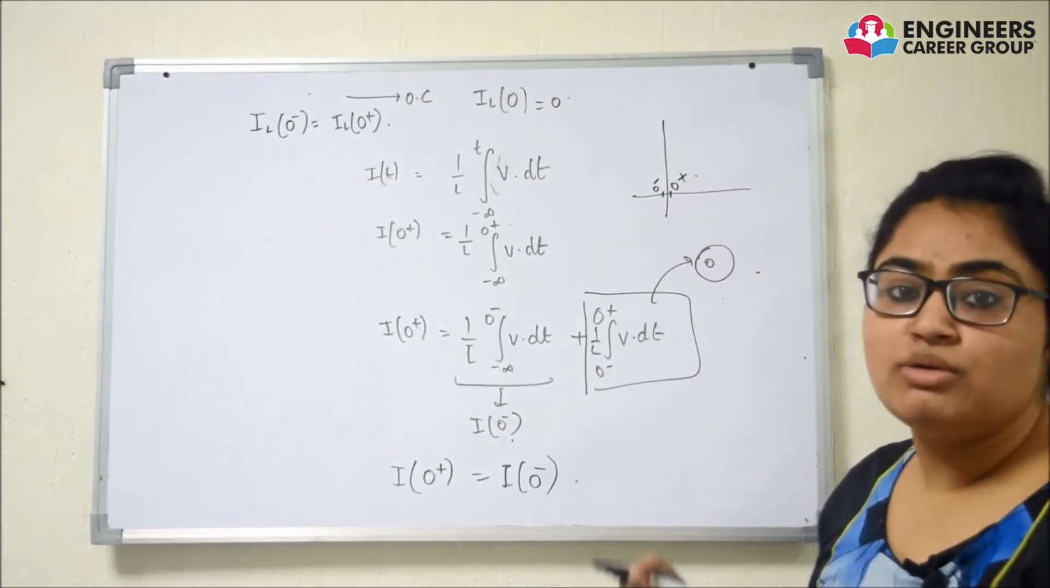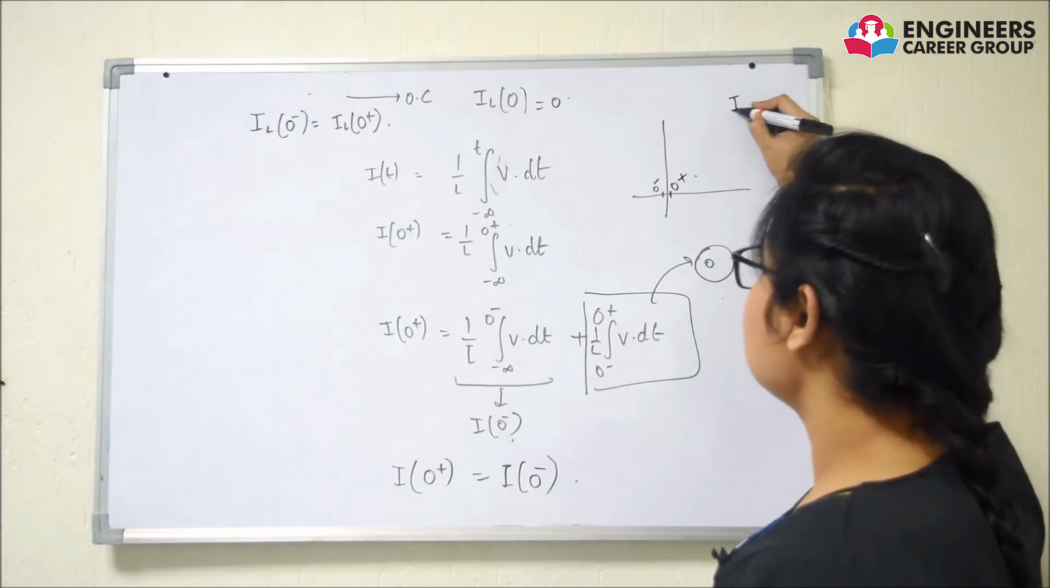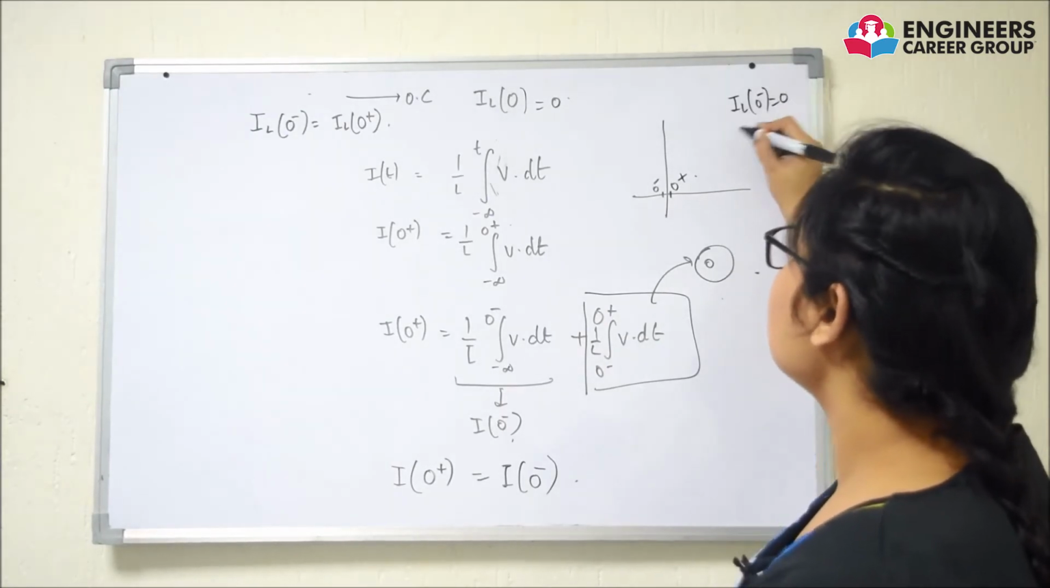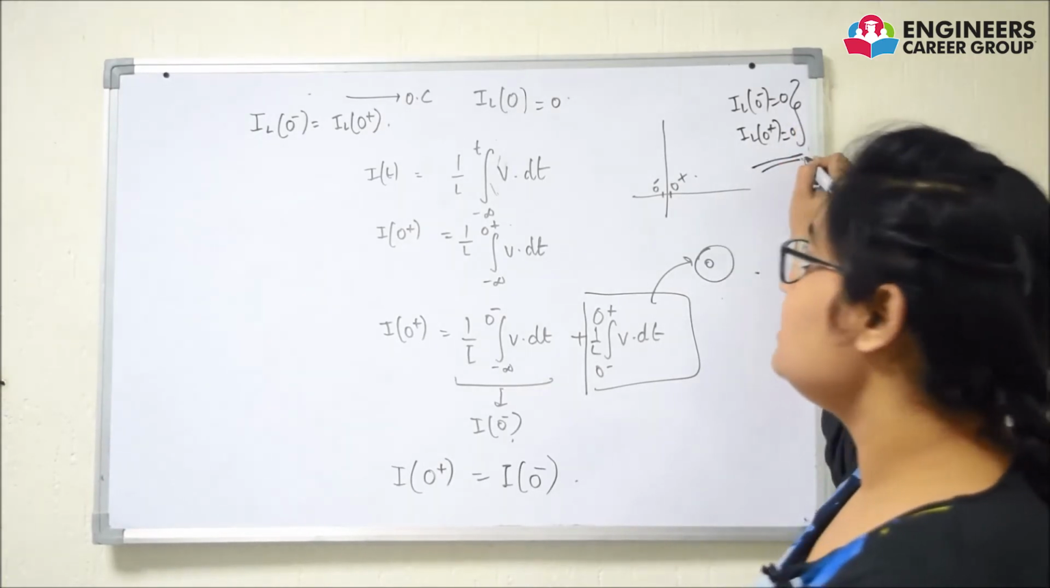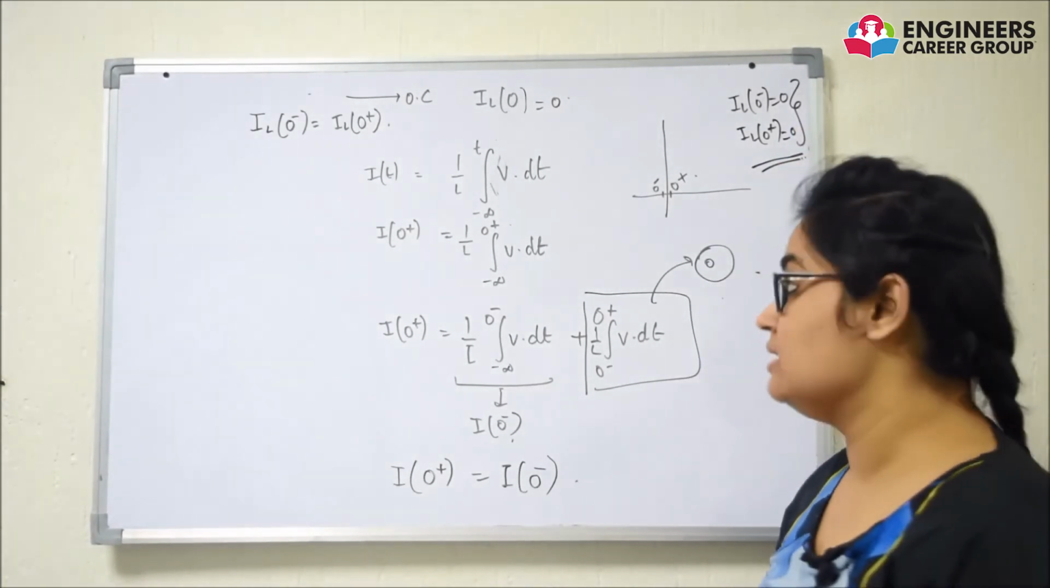Initially, if we are talking about a discharged inductor, IL0 negative will be equal to 0. Therefore, IL0 positive will be equal to 0. Always remember that the current in an inductor does not change instantaneously.